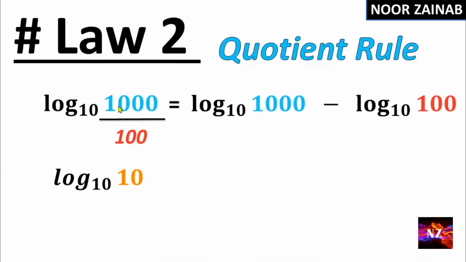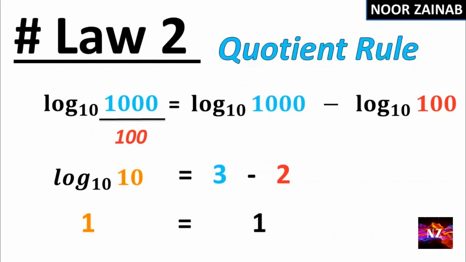So here you can see that if we divide 1000 by 100, we get 10. And here the log of 1000 with base 10 means how many times we have to multiply 10 to get 1000, and it is 3. Similarly, the log of 100 can be written as 2. Here you can see that the log of 10 with base 10 means how many times we have to multiply 10 to get 10, and the answer is 1. And here 3 subtracted by 2 also gives us 1. So both the answers are the same.